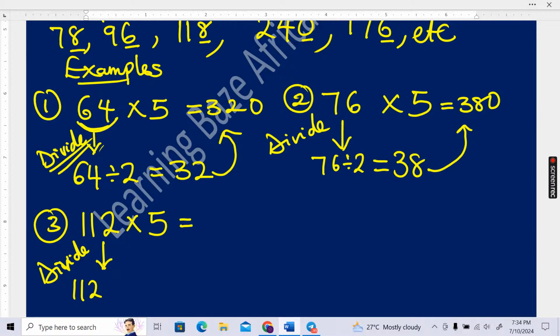Let's divide 112 by 2. That's equal to 56. Then write 0 beside 56. That will give us 560. And 112 times 5 is equal to 560.